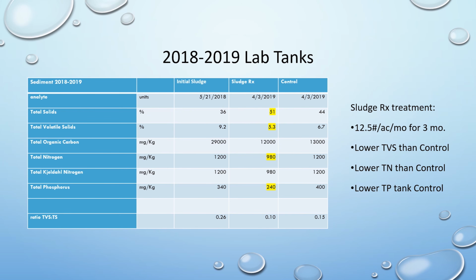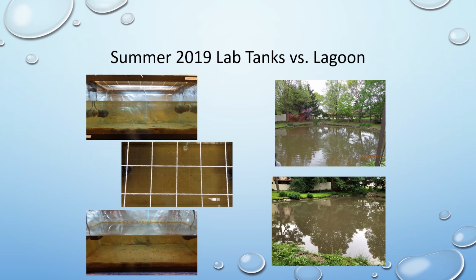For the most part, the control tanks were about the same or slightly lower for nutrients than that initial starting sludge. This is our latest research and results from the lab tanks, where we did the same setup again, comparing Sludge Rx tanks to control tanks, and also treated a small pond that was the source of the sludge used in the tanks. So this pond is very, very small. It's 0.015 acres by about 4 feet deep, and it had an average sludge depth of about 20 centimeters. We took about 7 points within the pond.